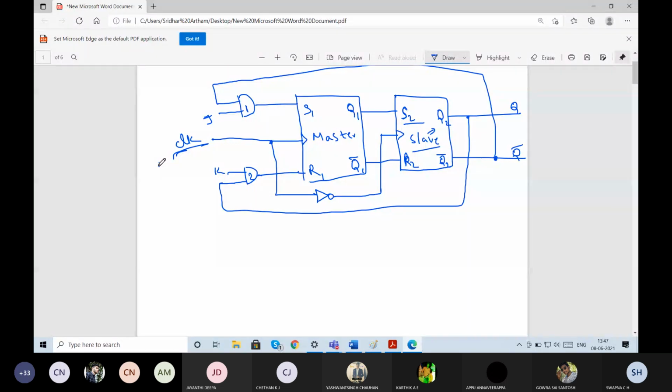One second, I will just change the port because I'm not able to write it properly. Let me change the USB port, maybe it will work fine.